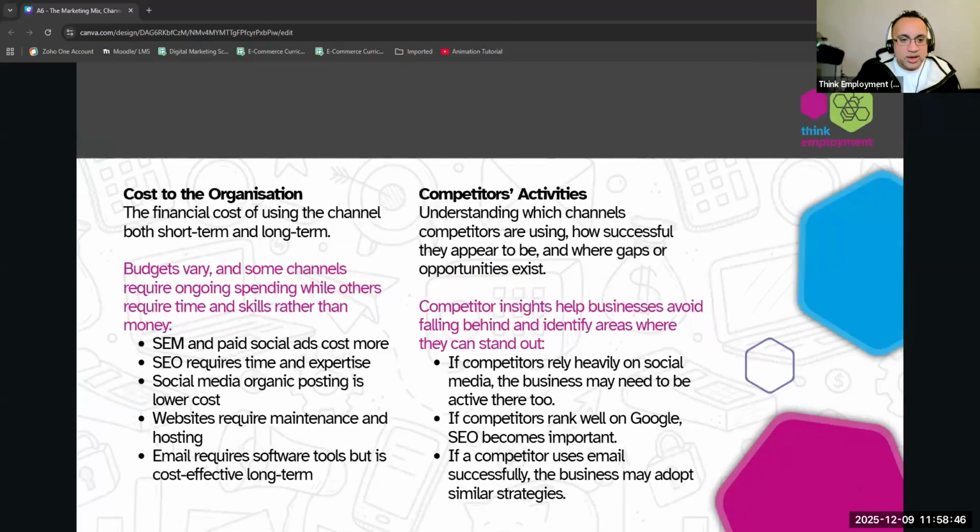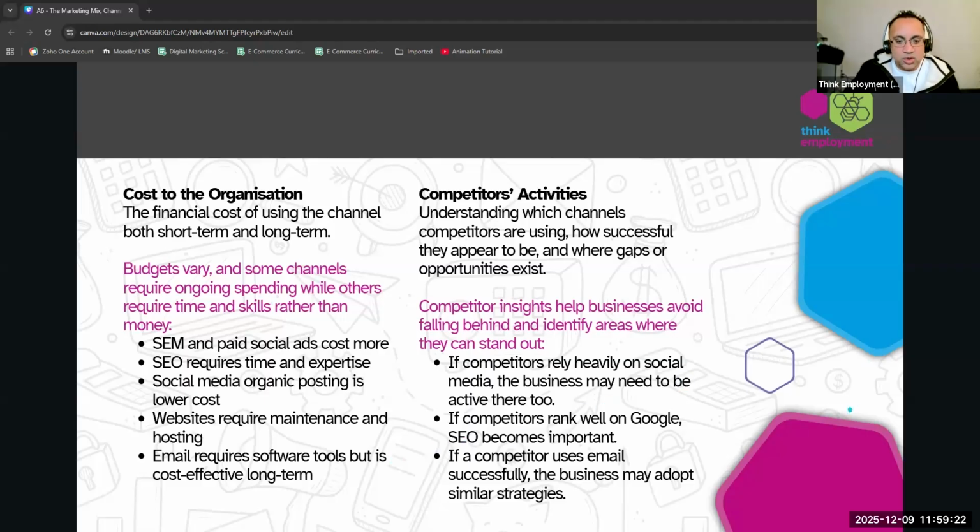And cost to the organization as well. You have to think about how much it's going to cost you and is it worth it? The financial cost of using the channel, both short term and long term. Social media is free, organic is free, but if you're starting to pay for things like tools, like Aweber for email, websites need hosting, for example, SSL certificates, domain addresses, you've got to think about all this stuff. But you've got to weigh out whether it's profitable. Is it worth it? Most likely some of the things like websites, it is worth it.